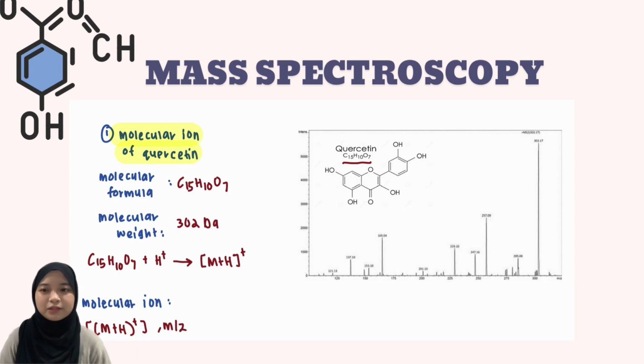Based on the mass spectrum and the reference article, the peak at M/Z 303 was identified as the protonated molecular ion M plus H+. This peak represents the intact quercetin molecule before any fragmentation takes place.